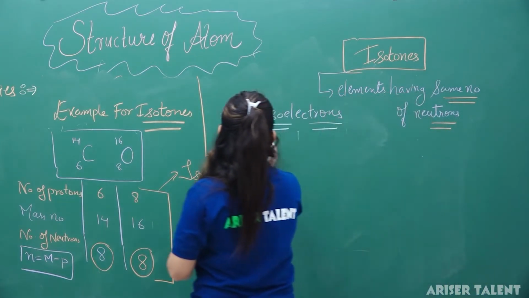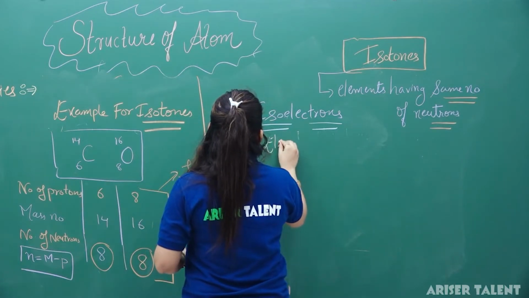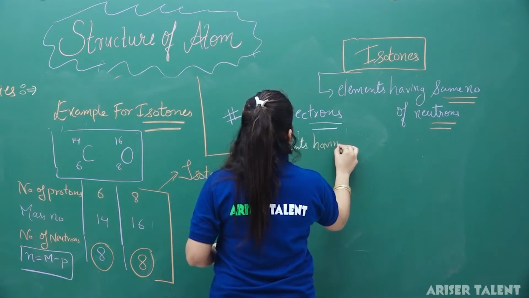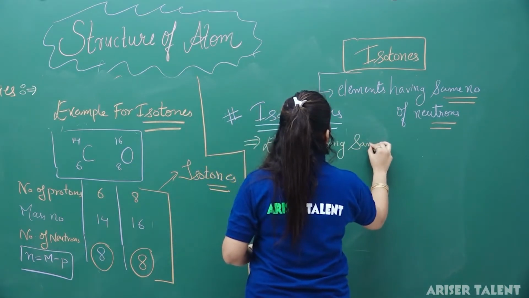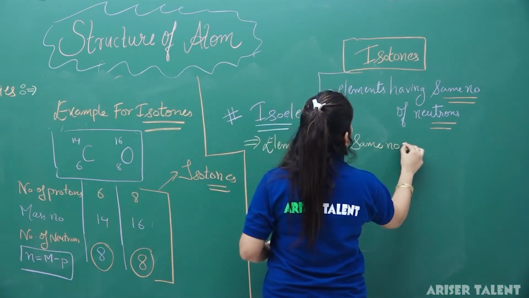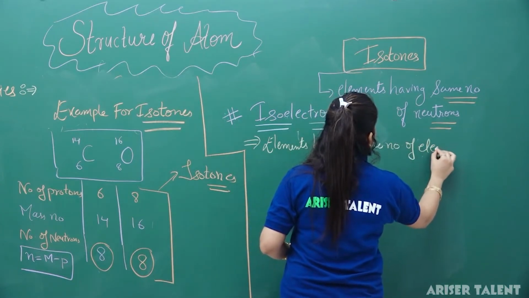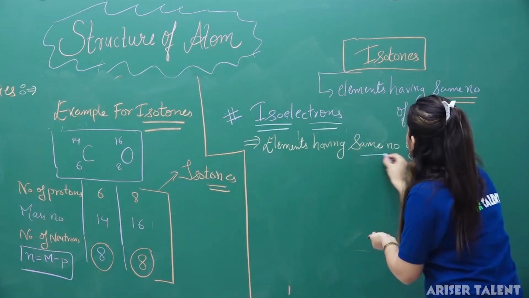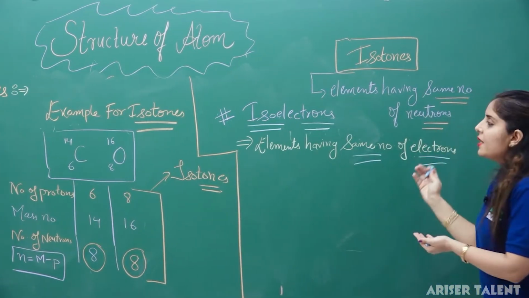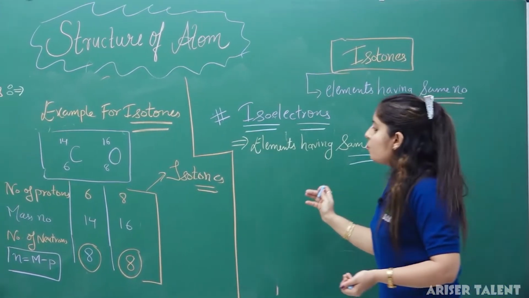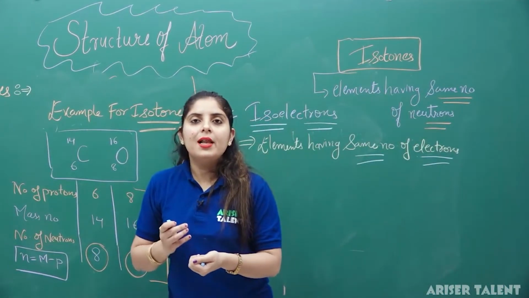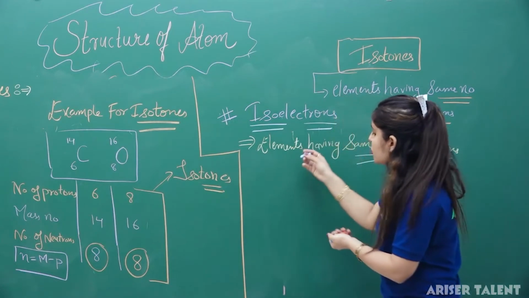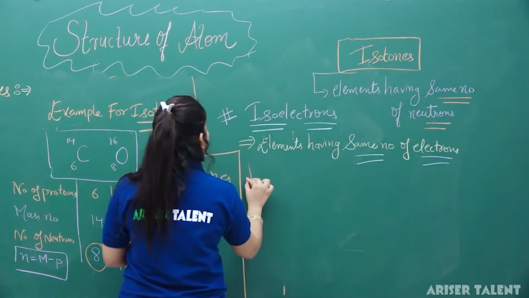So elements having the same number of electrons are called isoelectronic species. It means they will have the same number of electrons. Now we will discuss it more with the help of an example, to see what isoelectronic species actually are. So I have taken an example over here.